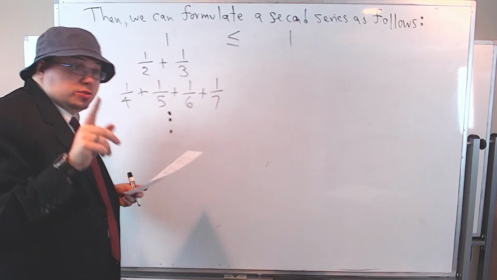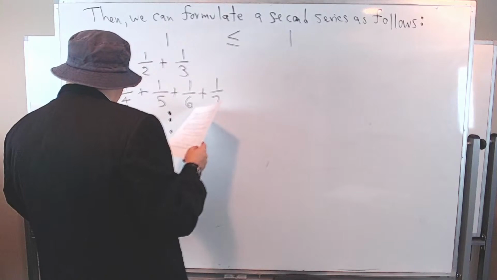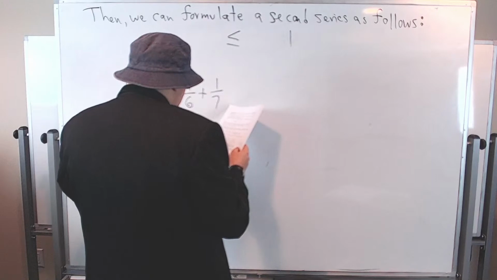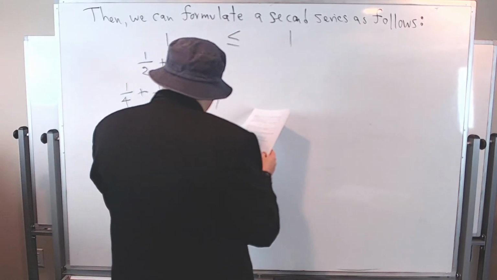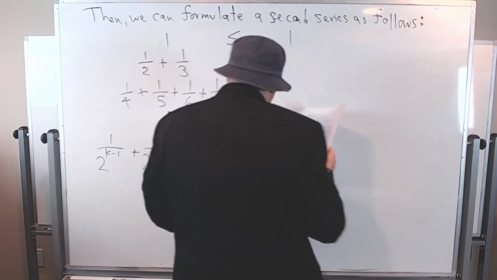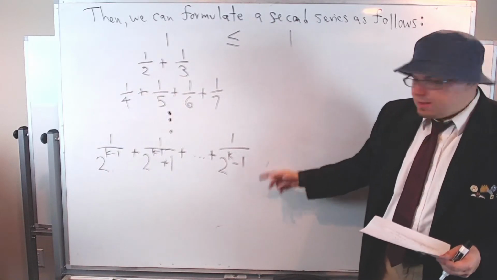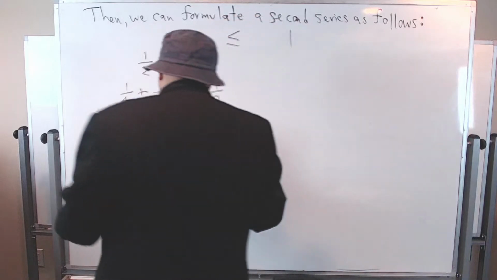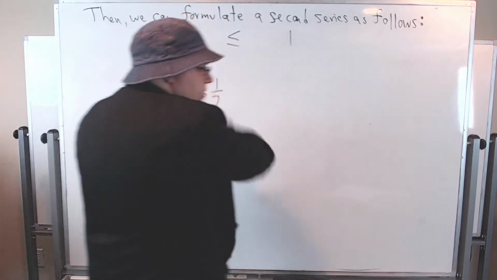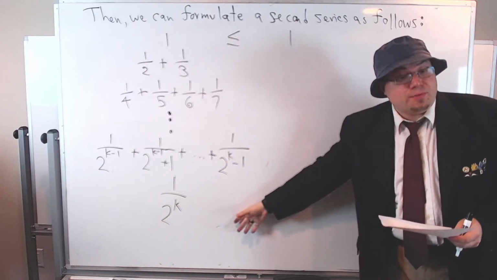Eventually I'm going to get to 1 over 2 to the power of k, right? But I'm going to keep writing them down. 1 over 2 to the power of k minus 1 plus 1 over 2 to the power of k minus 1 plus 1. And this should be the one just before 2 to the power of k in the denominator, right? So these are all terms in the left-hand side series, right? And then we have the final term right here.